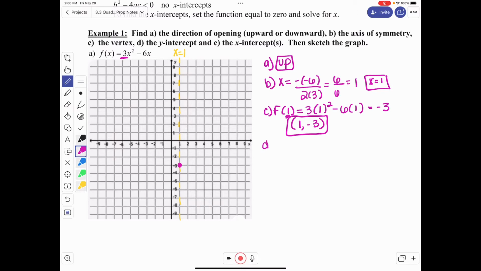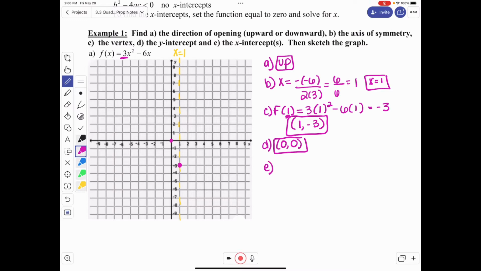Okay, part D, the y-intercept. The y-intercept is just (0, c). Well, there is no c. There is no constant. So that means it's 0. So there's our y-intercept. I'm going to also go ahead and plot it.